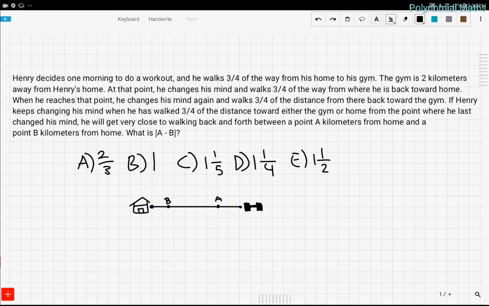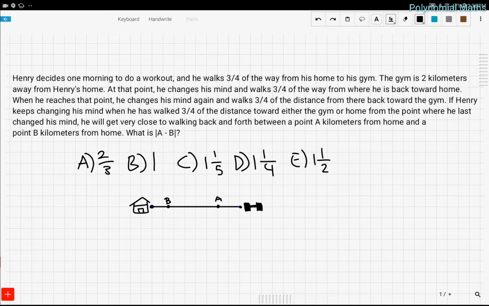At that point, he changes his mind and walks 3/4 of the way from where he is back towards home. When he reaches that point, he changes his mind again and walks 3/4 of the distance from there back toward the gym.